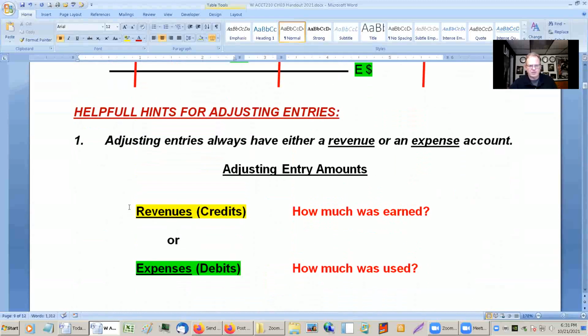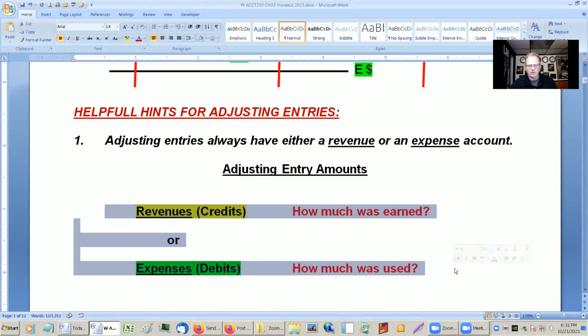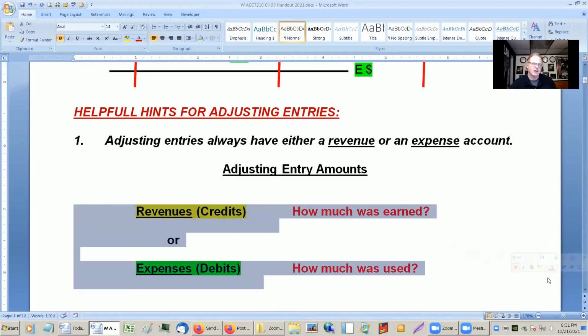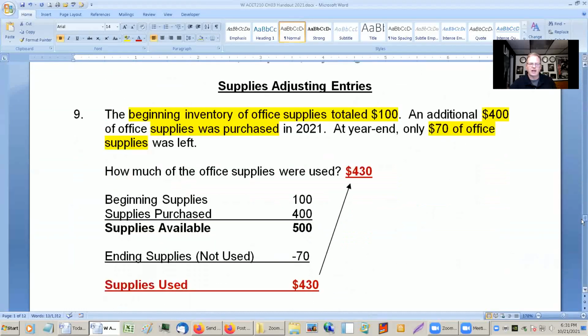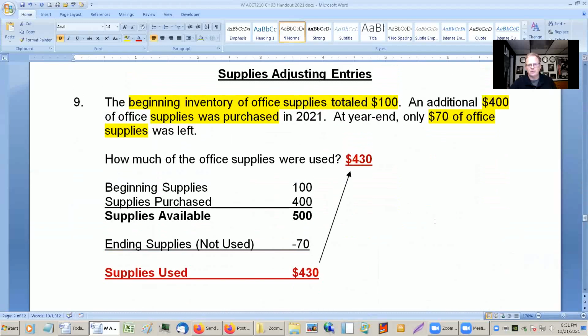a revenue or an expense? Which one's it going to be? Revenue or expense? What do you think? For this one we're doing the supplies. Supplies is revenue. Now, remember, we bought it, so we expense. It's expense. Yeah, exactly.